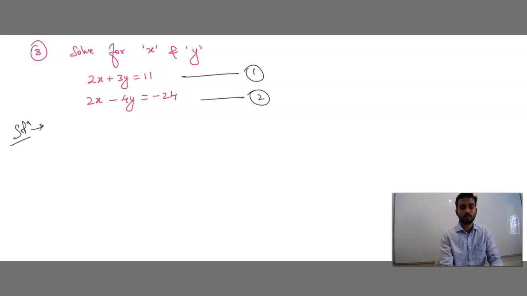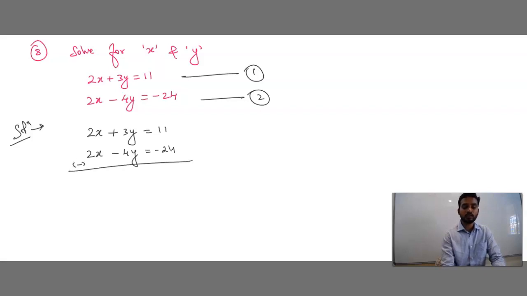Done? Let's solve. Equation 1, 2x plus 3y is equals to 11. Equation 2, 2x minus 4y is equals to minus 24. Whenever we solve equations, we interchange the signs. If it is getting cancelled directly, don't change the sign. If not, then change the sign. Now we can see these terms are directly getting cancelled, so we need not multiply with any coefficients.